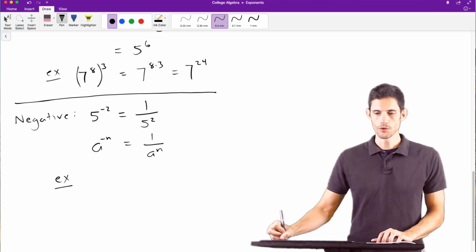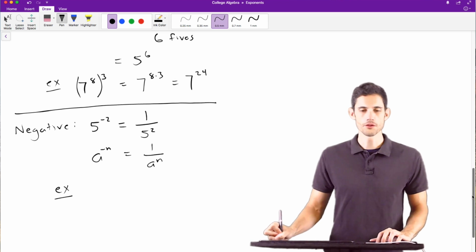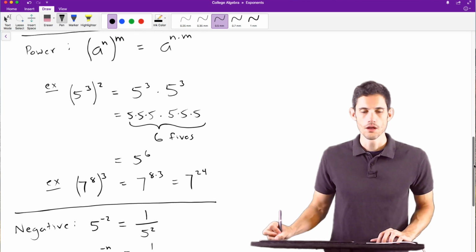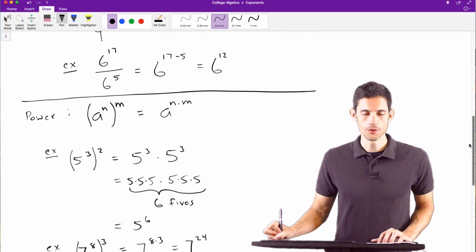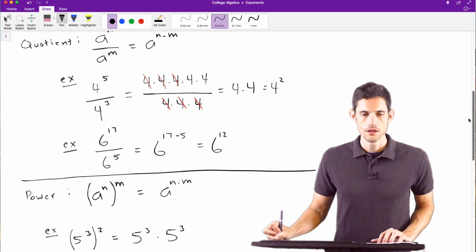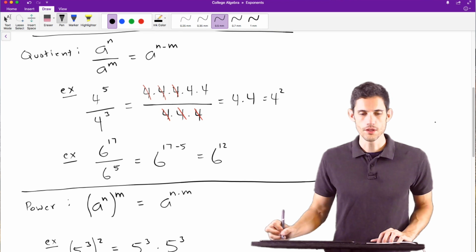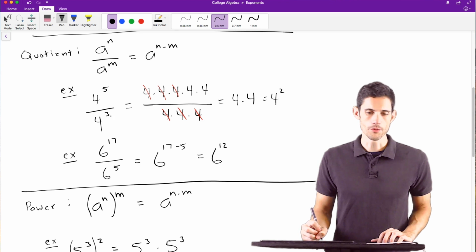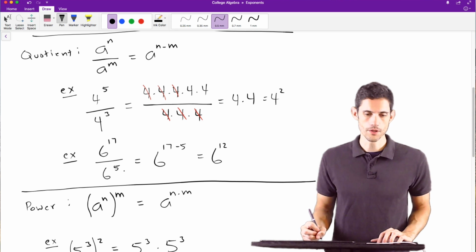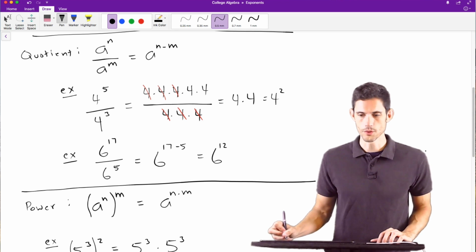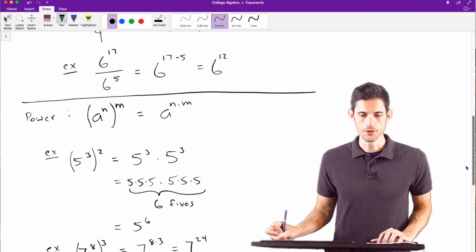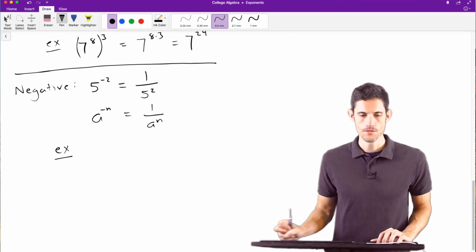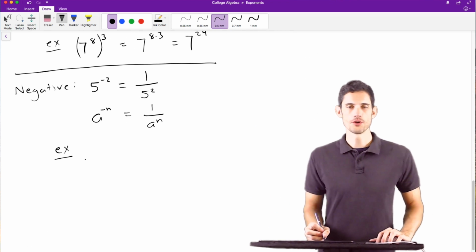So for example, if we look back at the quotient rule, when I made up this example, I was sure to make the number on top larger than the number on the bottom. I did 5 on the top and 3 on the bottom, and then I did 17 on top and 5 on the bottom, so that our answers would be positive. But you don't have to do that. Let's do an example where the exponent on the bottom is bigger.